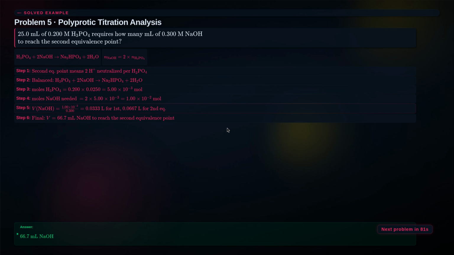Step 3. Moles of H3PO4 equals 5.0 times 10 to the negative 3. Step 4. Moles of NaOH needed equals 1.0 times 10 to the negative 2. Step 5. Volume of NaOH equals 66.7 milliliters for the second equivalence point. The final answer is 66.7 milliliters of NaOH.